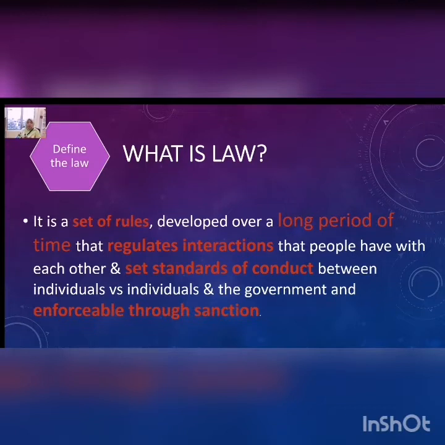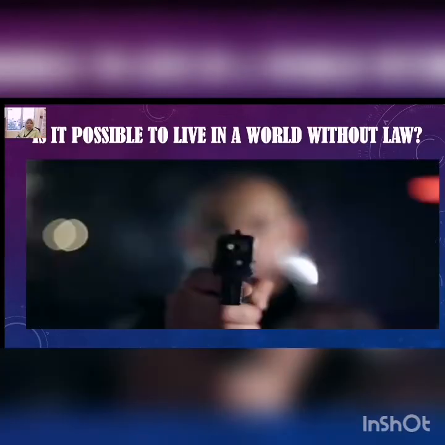Okay, so the definition of law is that it's just a set of rules. You develop the rules over a long time. It comes from regular interaction between people, so it may be between individuals or between individual and government, and it is enforced through sanction. Okay, 4 points that you need to explain. Alright, definition of law. Okay, we go to video.